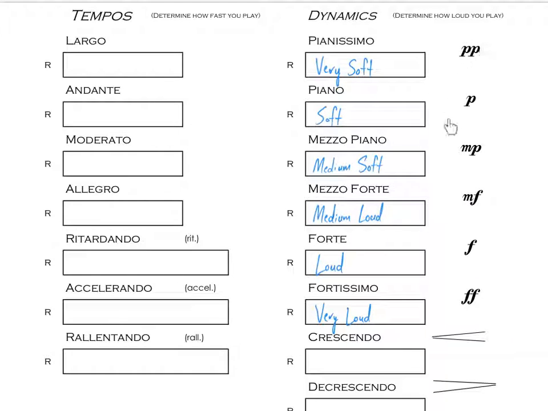These are some basic ones. Could we have 3 Ps, 4 Ps? Of course we could. Could we have 3 or 4 Fs? Yes, we could. But these are our basic ones that you're going to find. Anything bigger than that would mean even louder or even softer.